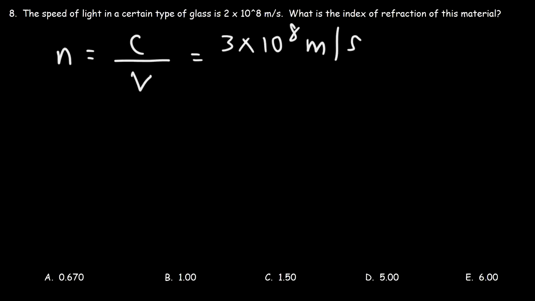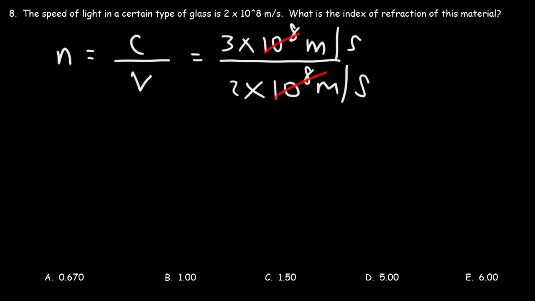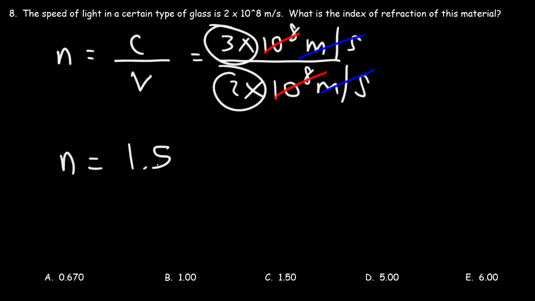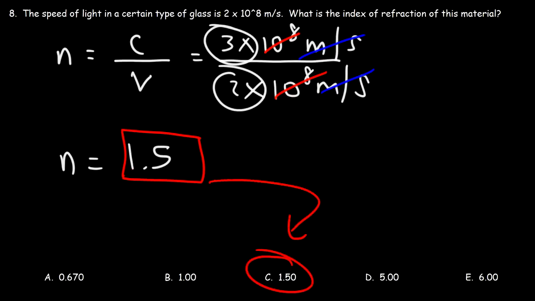However, light slows down when it travels in a certain medium. In this case, in glass, in this particular type of glass, light is 2 times 10 to the 8 meters per second. So its speed was reduced by a third. Now we could cancel 10 to the 8, and we could also cancel the units in meters per second. So all we're left with is 3 divided by 2. 3 divided by 2 is 1.5. And so this is the index of refraction of this type of material. So C is the answer.